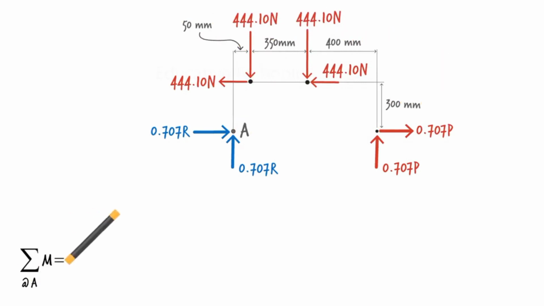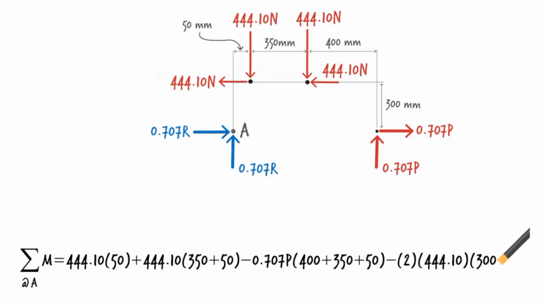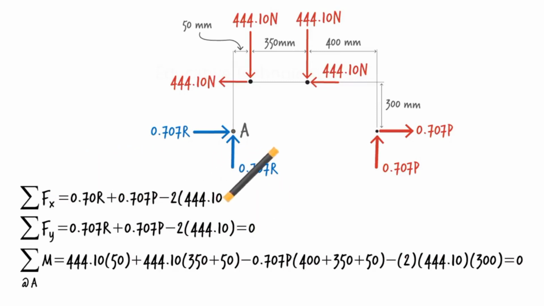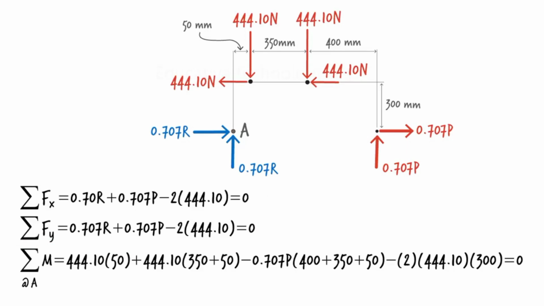This is all we need in order to write the equilibrium equations. Note that we have a redundant equation. The first two equations are identical, but that is okay. We only need to use one of them, since in this problem there are only two unknown forces, P and R.